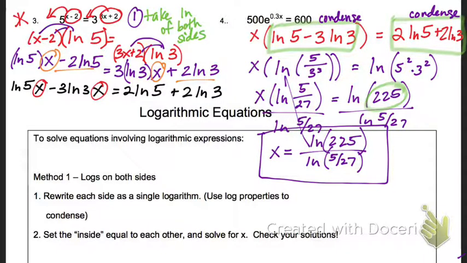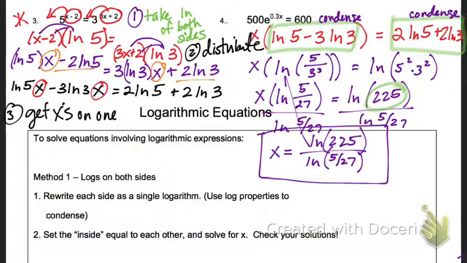So you missed step number 2. Step number 2 is distribute. Step number 3, get x's on one side. Actually step number 4 is pull out the x. 5 is condense. And then 6 divide. And you're left with the answer.